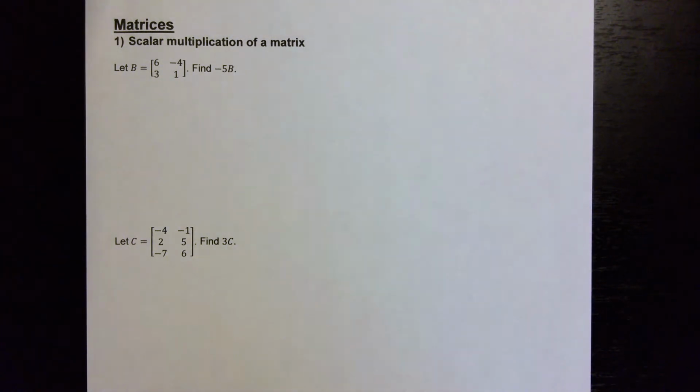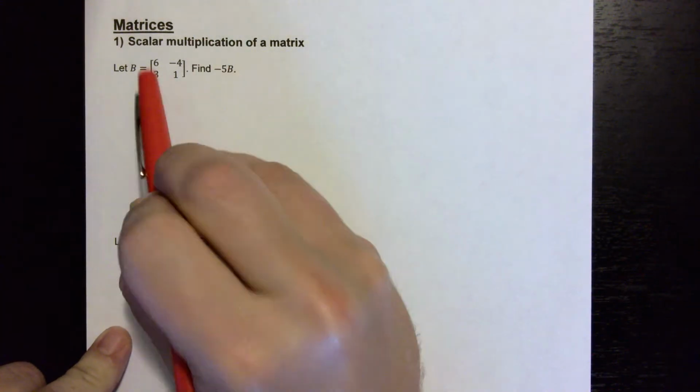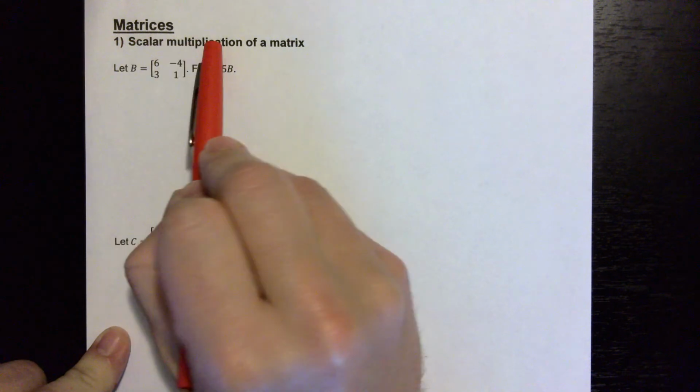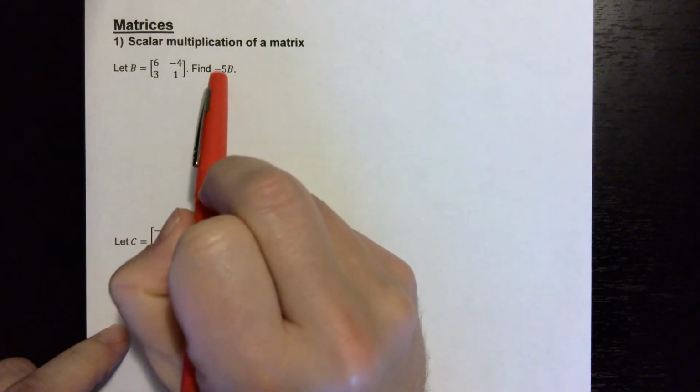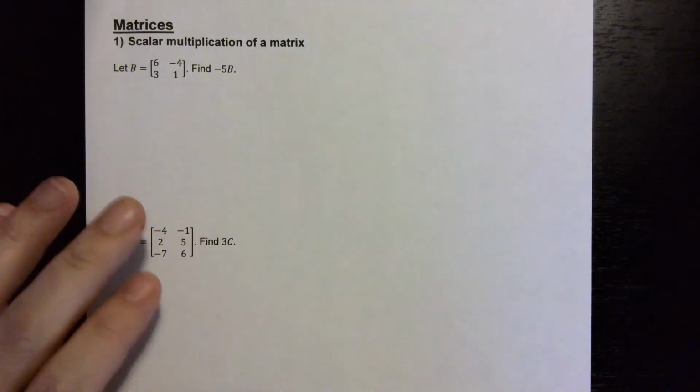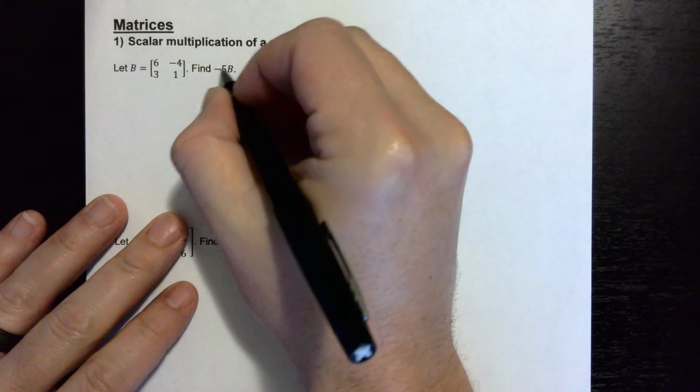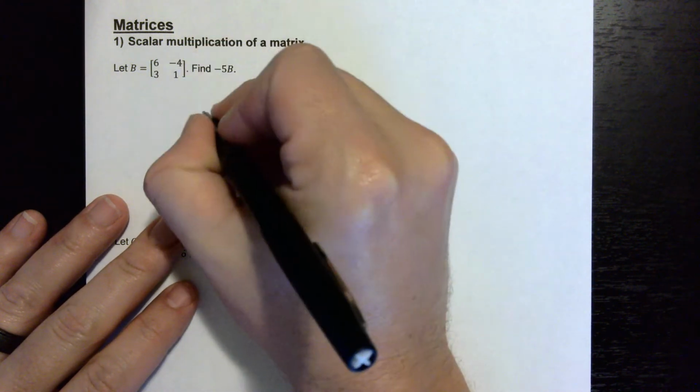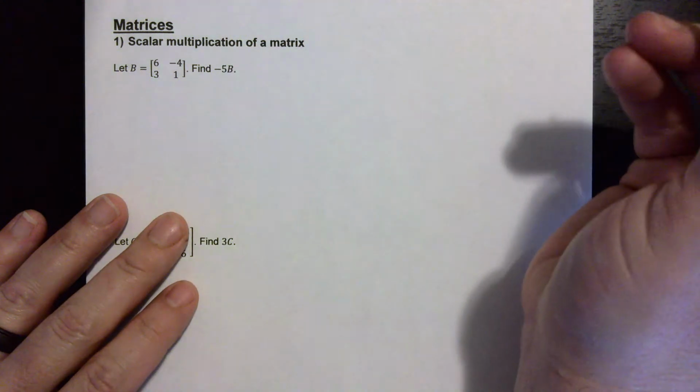Okay, so first we'll do the scalar multiplication of a matrix. What that means is that we're multiplying a number by a matrix. That's what it means when it says scalar multiplication. We're multiplying everything by a number. When I multiply everything by this number, it gets distributed to every number inside of the matrix. So this -5 gets multiplied by 6, by -4, by 3, and by 1.